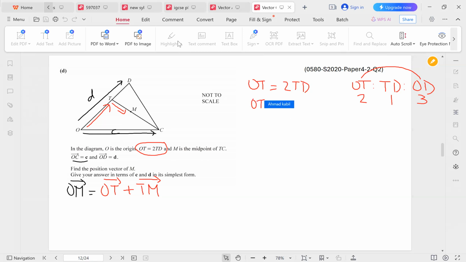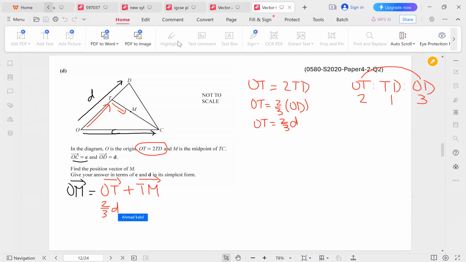So OT equals 2 over 3 times OD. Now, OD is already given. OD is equal to the letter D. So OT is simply 2 over 3 times D. So we can write down OT as 2 over 3 times D.